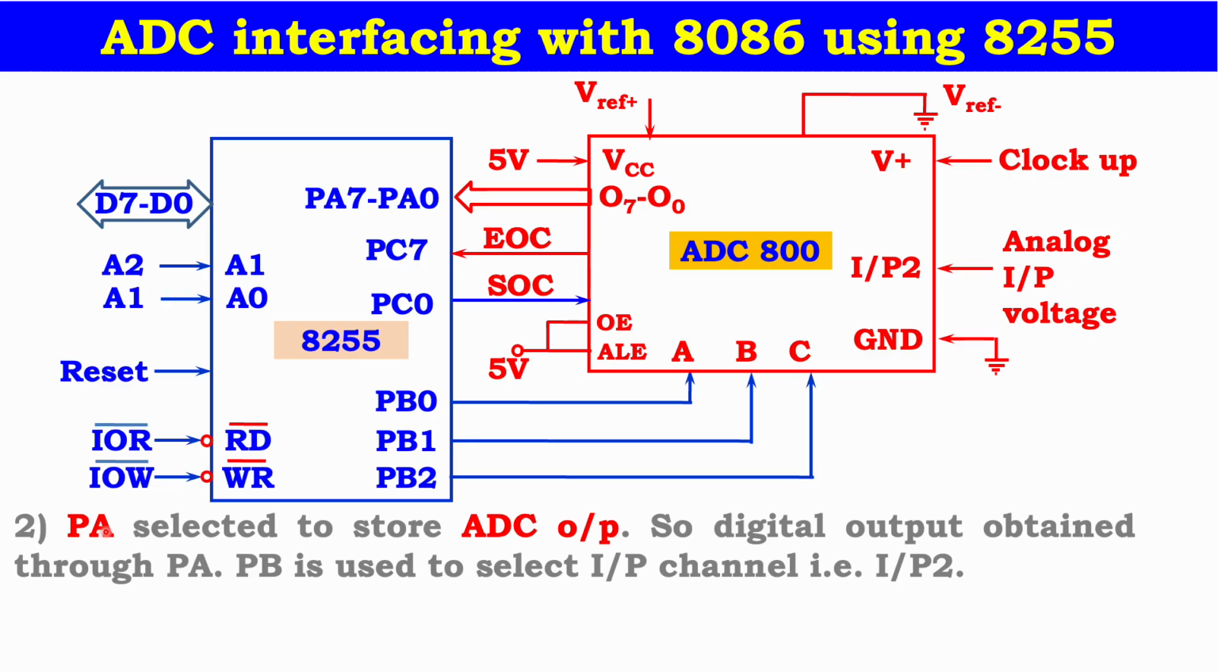Now step number 2. See there, step number 2, port A is selected to store the ADC output. So the digital output is obtained through port A. Remember that the digital output is stored in 8255 port A.